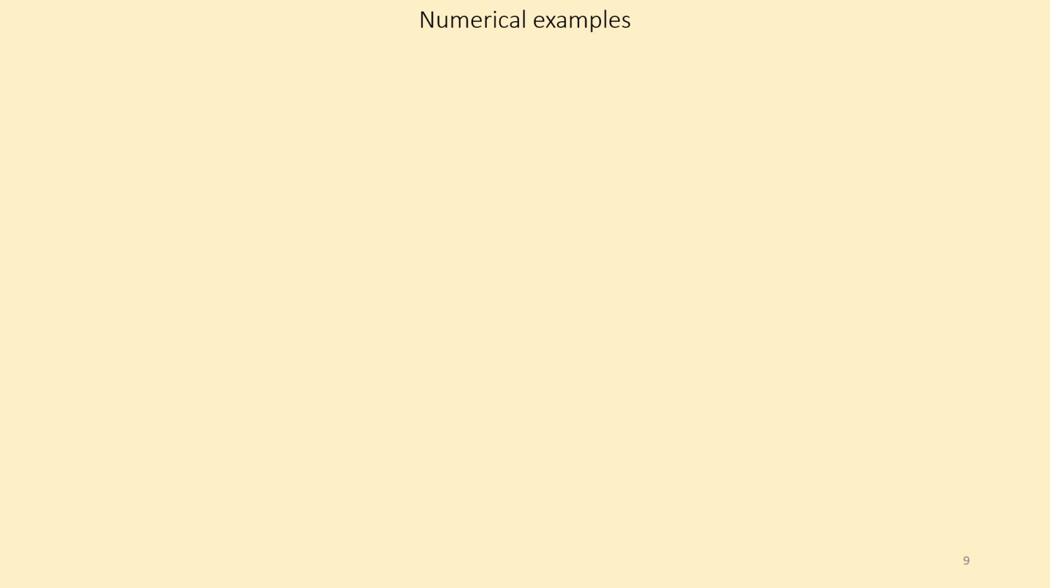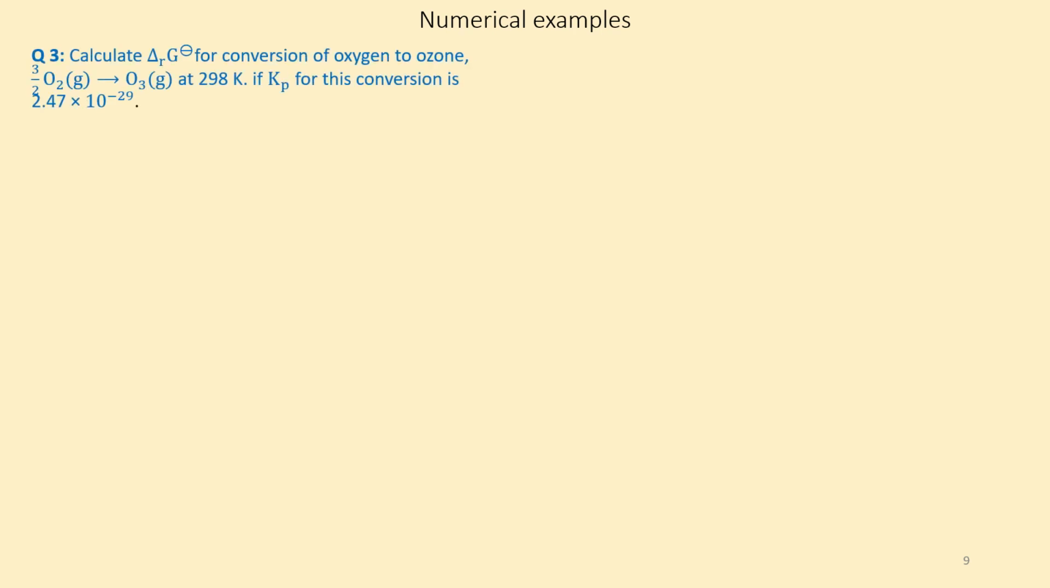Now we'll take up some numerical examples. Question number 3: calculate ΔrG° for the conversion of oxygen to ozone. The reaction is given as 3/2 O2(g) forms O3(g) at 298 Kelvin, if Kp for this conversion, the value of the equilibrium constant at constant pressure, is 2.47 × 10^−29.